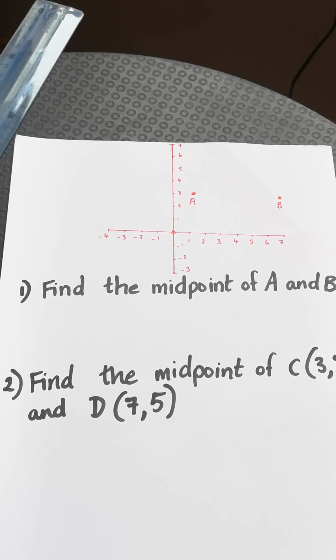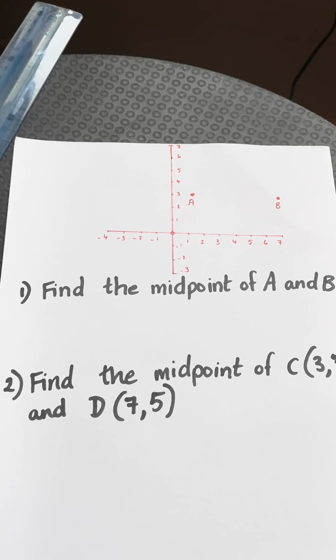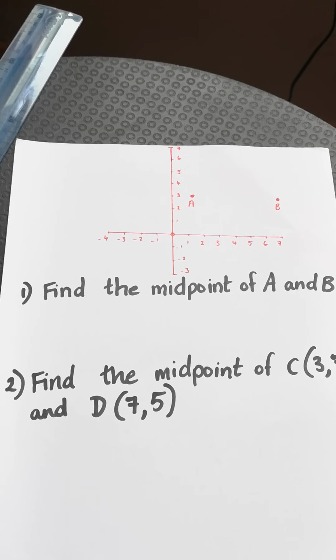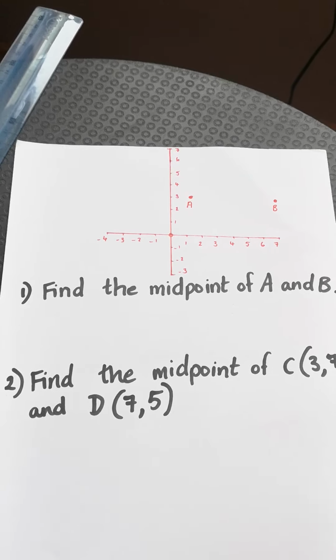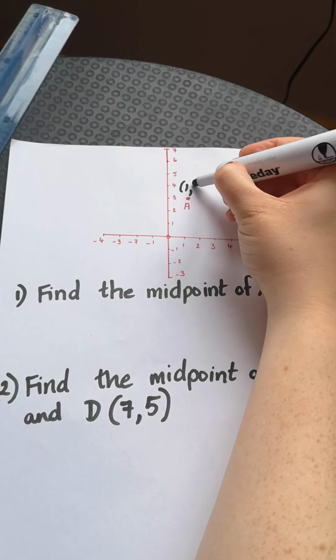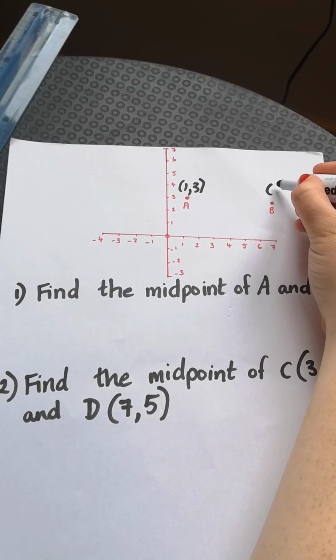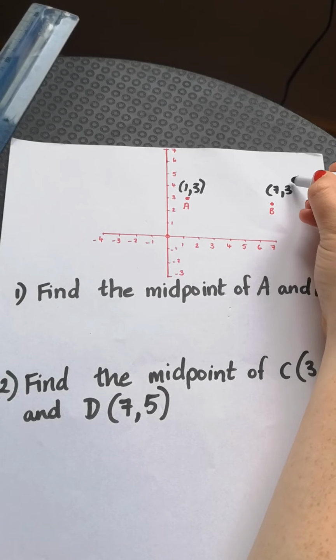Okay, so question 1 is asking us to find the midpoint of A and B. This is very similar to what you did for homework last week. A is a point, we go across 1 up 3, and we go across 7 up 3 for B.